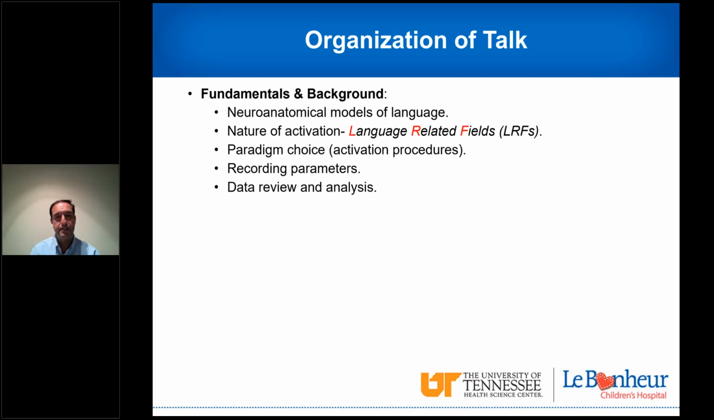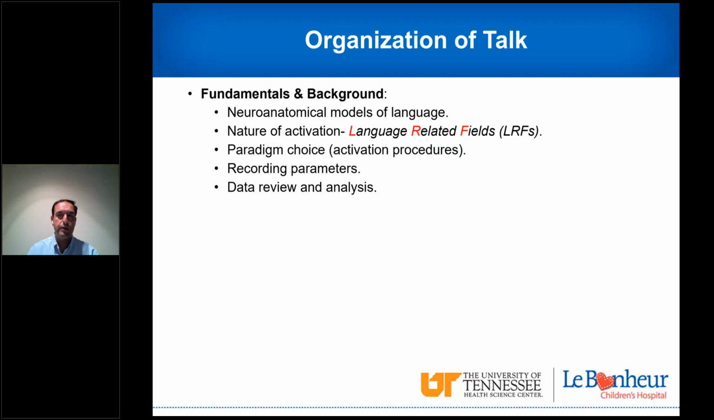Again, I have to emphasize that this is more of a center-based approach, so there might be a divergence from how other centers approach this, or if users are new and interested in performing this sort of mapping with MEG, what are the options that are available.